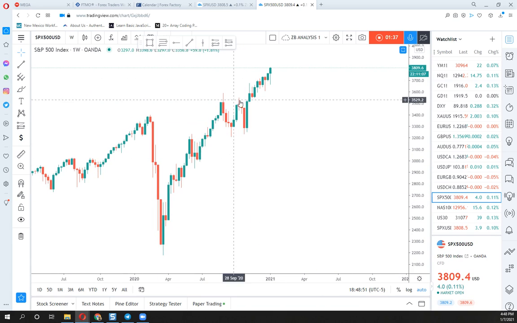So yeah, this is the S&P. What you can see, price is bullish. It doesn't look like it's going to reverse. I was thinking about reversal, but I kept my options open to continue the bullish trend, and that was a good call.